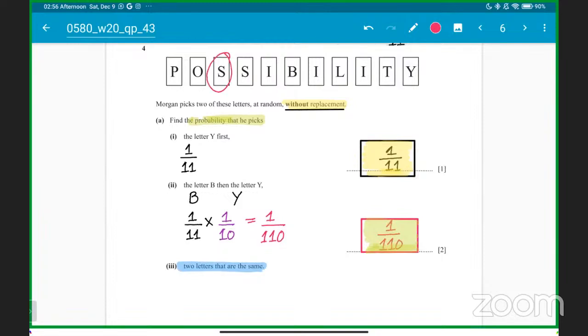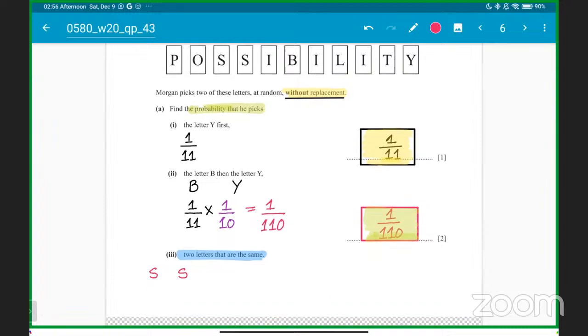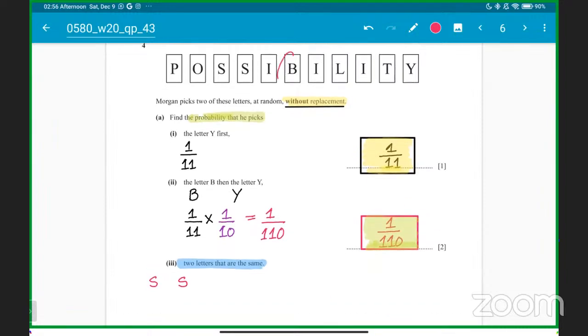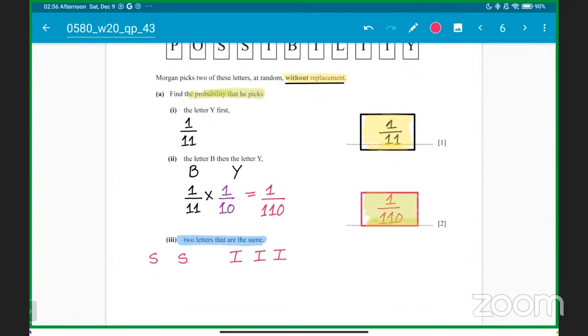So I'm pretty sure there is S and S the same. Okay, so we can take 2 S's. Getting it, everyone? Then B is only one time, Y is only one time, T is only one time. I think I is 3 times. Okay, so I is 3 times available. Just write down, so this is it.